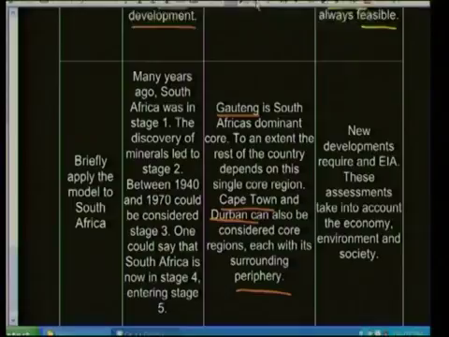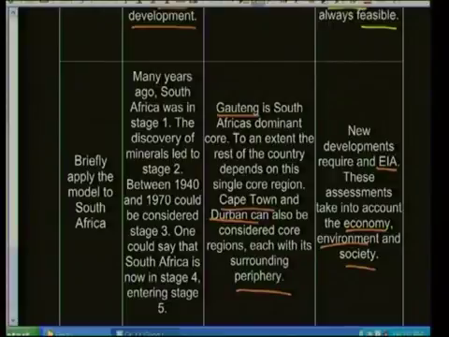If we look at the sustainability model, it says new developments require EIAs. EIAs are environmental impact assessments, and that is something that has become very important in South Africa. For any new development to take place, an environmental impact assessment must be done before the go-ahead is given. These assessments take into account the economy, the environment, as well as the society. That is the point of doing an environmental impact assessment, and they are pretty much part of the law now within South Africa, in terms of any development that is taking place.